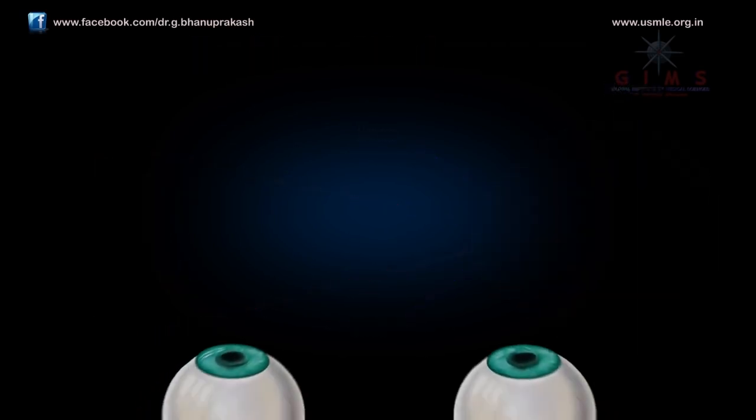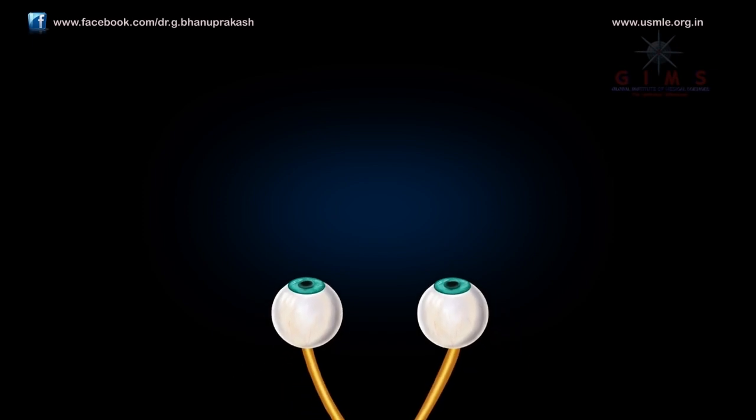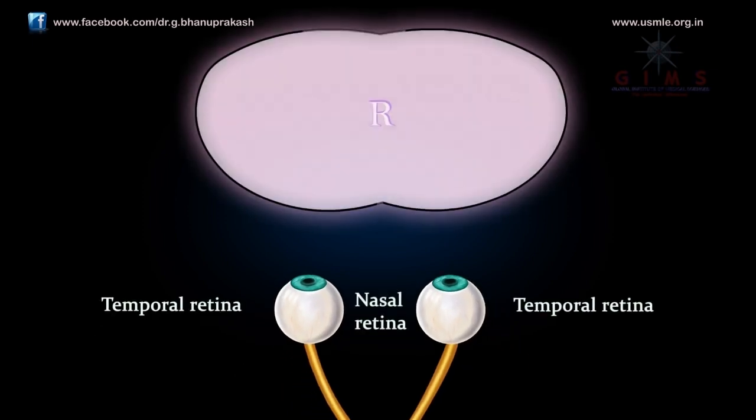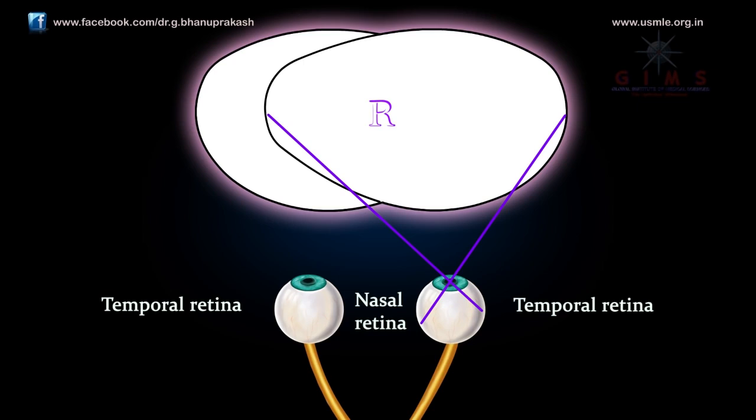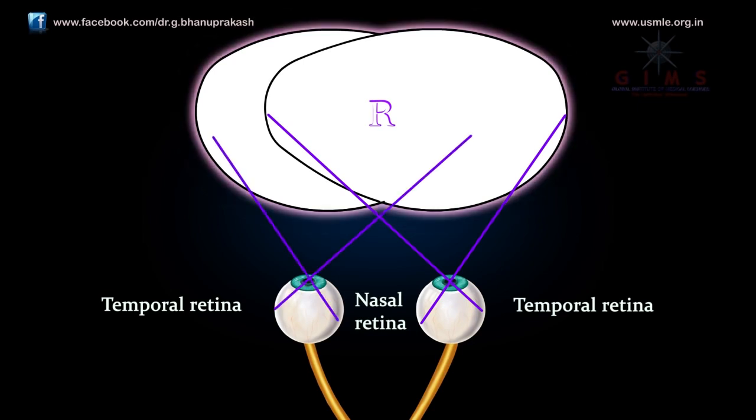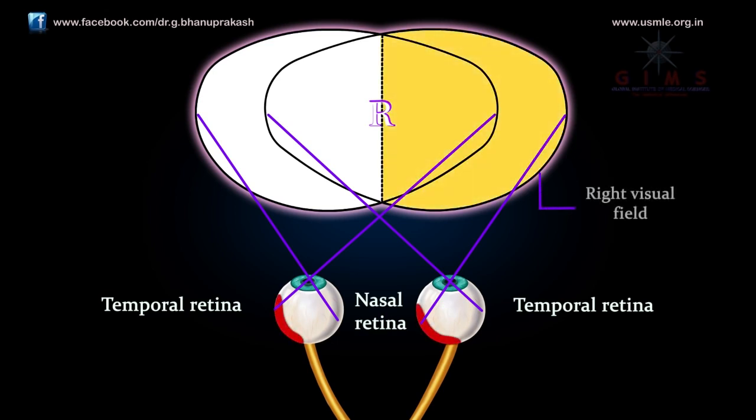The part of the world that you can see without moving your head or eyes is called your visual field. Each eye sees only a portion of this visual field. The visual field can be divided into right and left visual hemifields. The right visual hemifield is seen by the temporal left retina and nasal right retina, while the left visual hemifield is seen by the nasal left retina and the temporal right retina.